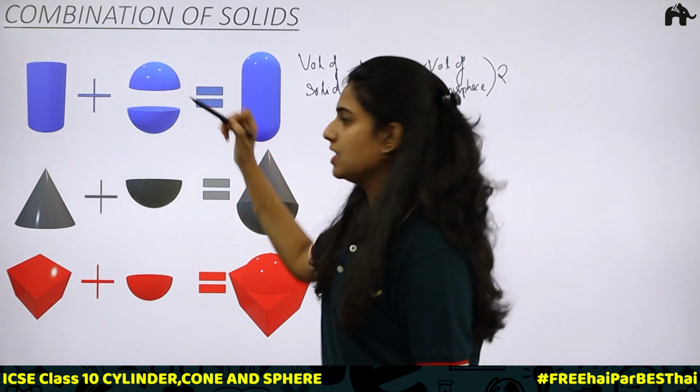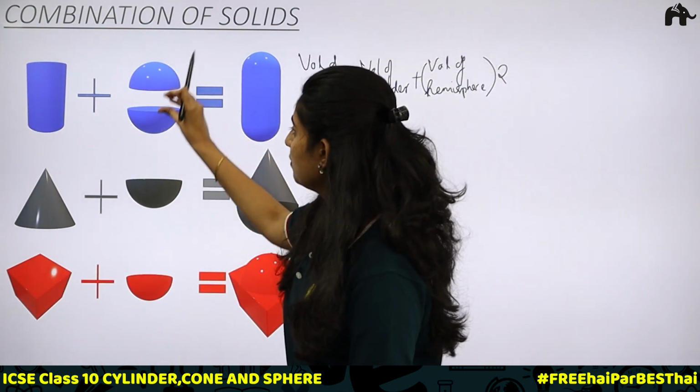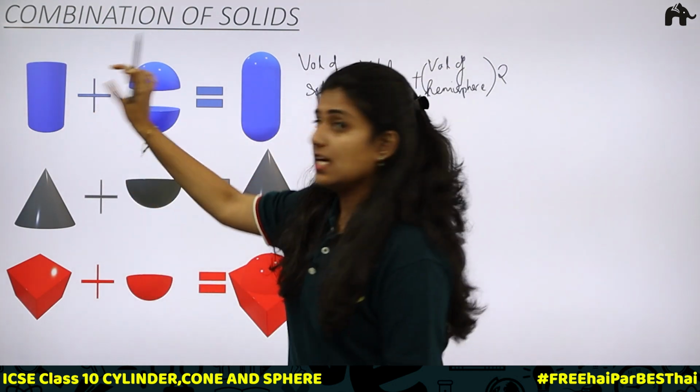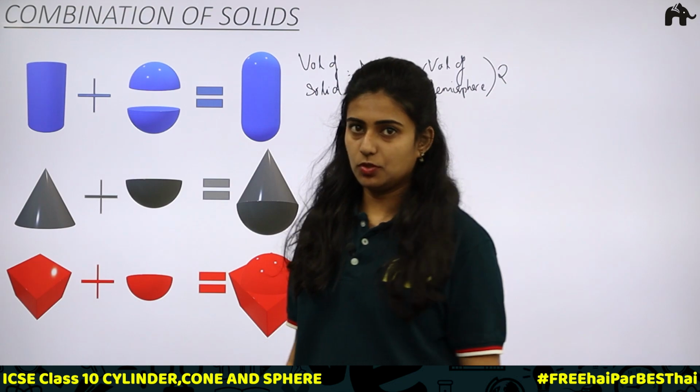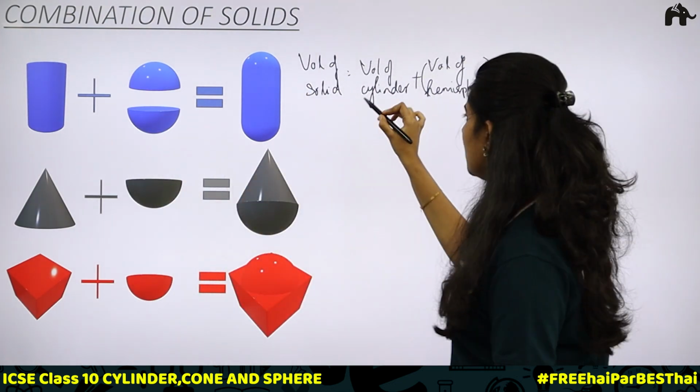Here we have 2 hemispheres. Remember one thing: in this case, these hemispheres can be fitted at the top and bottom of the cylinder when the radii are the same. Even there are cases when there are different radii. You will be getting a somewhat different shape.